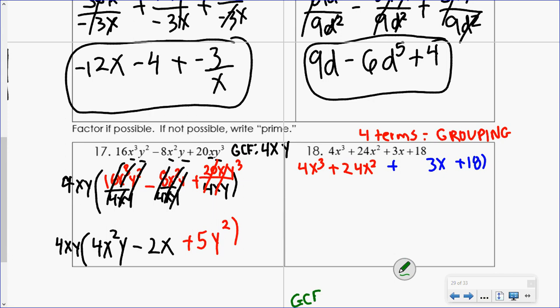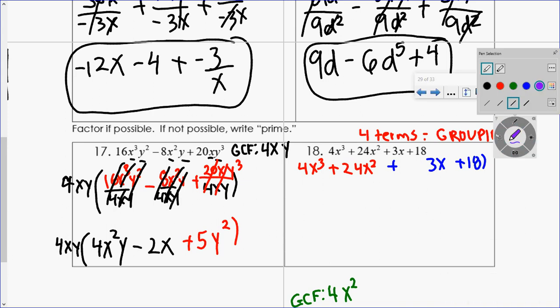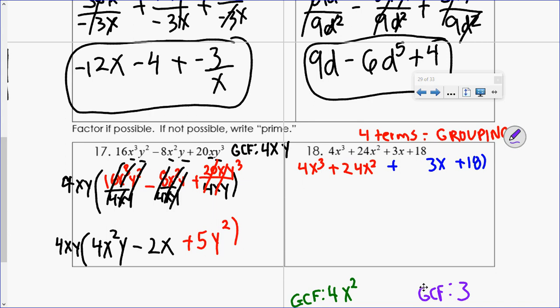So my first group, 4 and 24, the biggest number I can divide out of 4 and 24 is 4. The biggest variable, remember, is always the smaller variable term. So I have x cubed and x squared, so this is x squared. So I'm going to divide out 4x squared from that bigger group. And then on the left, I have greatest common factor of 3x and 18. So I have 3 and 18. The biggest number I can divide out of 3 and 18 is 3. There's an x in the first term. There's no x in the second term, so there's nothing else I can divide out. So I'm going to take these greatest common factors and factor them out.